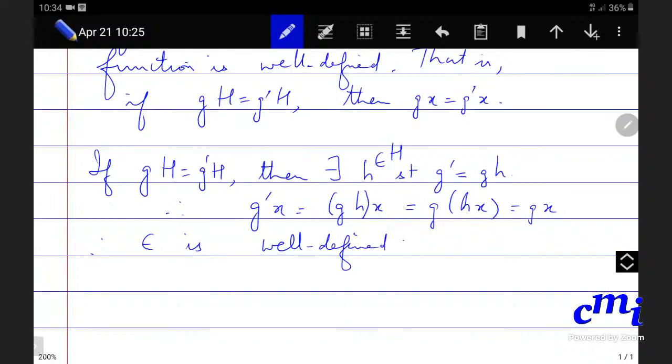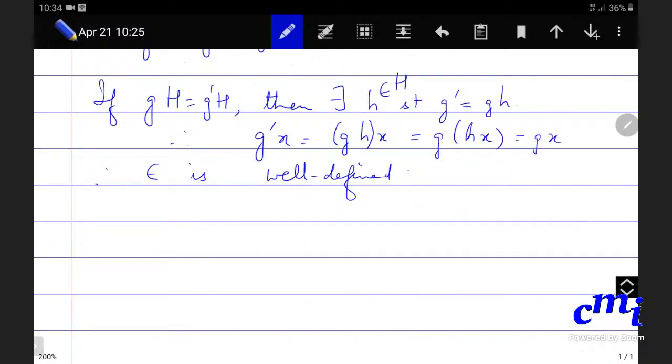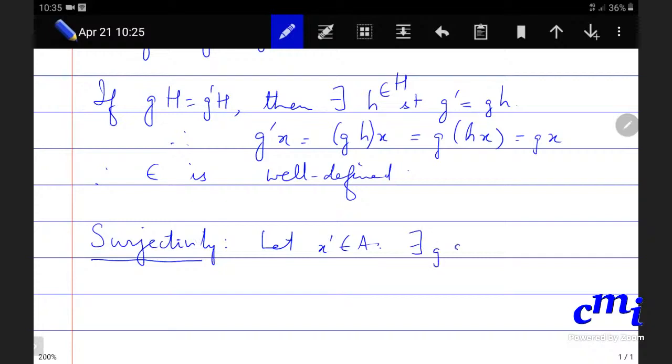Now we need to check that it is injective and surjective. So surjectivity. Let x prime be inside A. Since A is the orbit of little x, there exists g in G such that x prime is gx. So then x prime is epsilon of gH. So it is surjective.